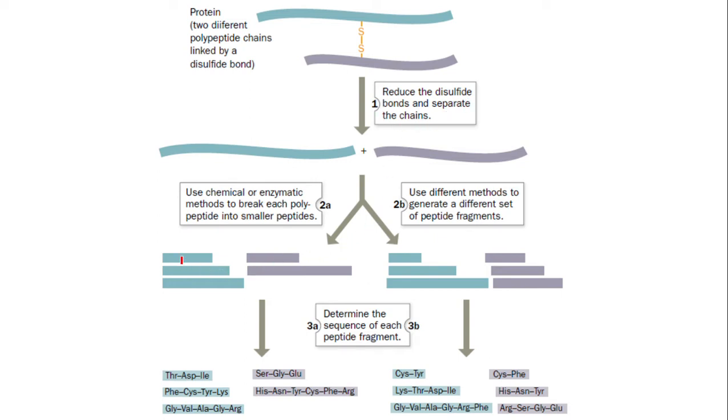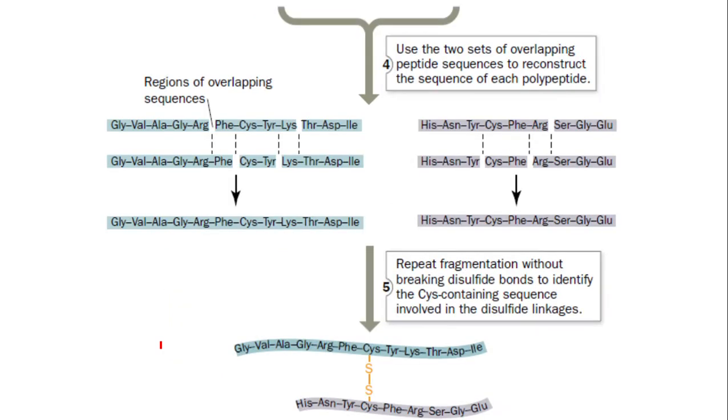Thereafter, each of the polypeptide chains is hydrolyzed into a series of fragments using different sets of acids, enzymes, etc. And thereafter, each of the smaller peptides we got is sequenced. That is the general mechanism involved. And thereafter, by means of identifying the overlapping sequences, we find out the complete sequence of the polypeptide chain.